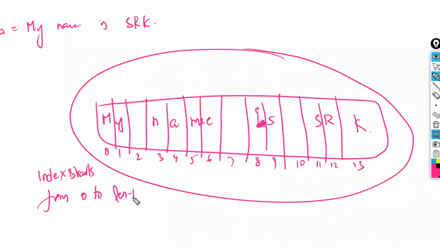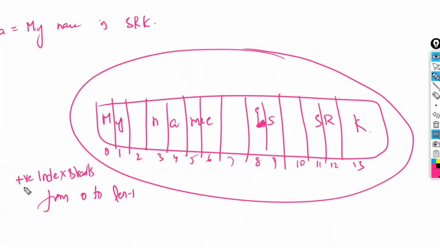It should start with 1, meaning you have to take the index number plus 1. For each and every number you have to add plus 1. But Python first considers 0. If you are not interested, you can start with whatever number you want. So index always starts from 0 to length minus 1. This is called positive indexing.